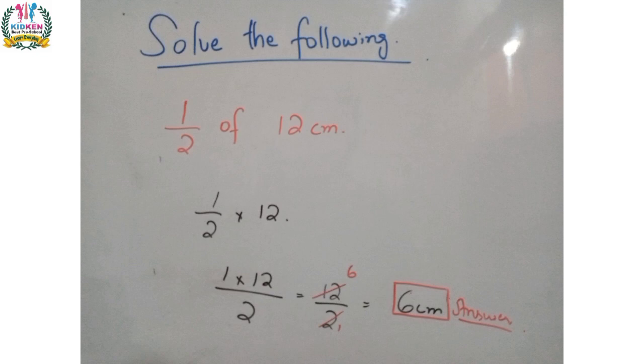Next question is: solve the following. Simply we can find 1 upon 2, which means half, of 12 centimeters. We multiply 1 into 12, then divide it by 2. So 1 into 12 is 12. 12 divided by 2 is 6, since 2 ones are 2 and 2 sixes are 12. So half of 12 is 6 centimeters.